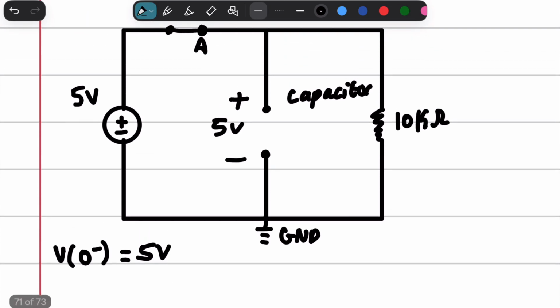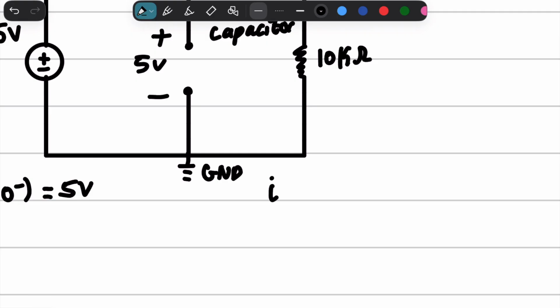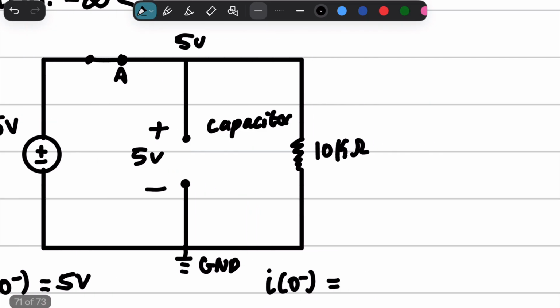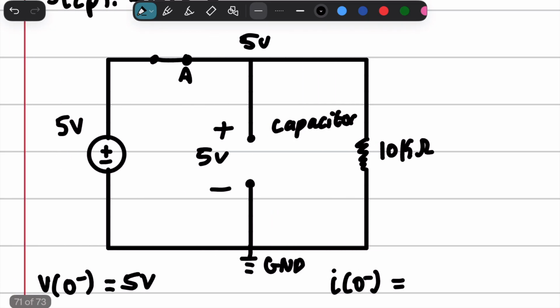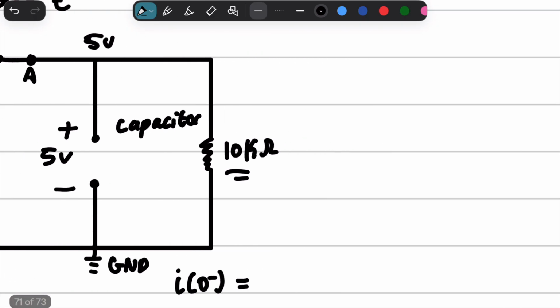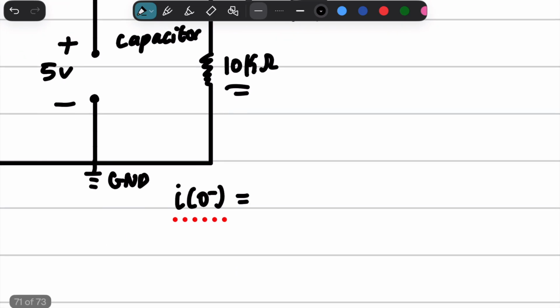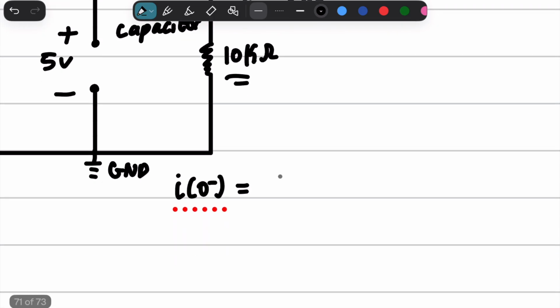Can we say anything about the current? Well, yeah, we can. What is the current looking like? All we have is a battery and a resistor in series, so we're just going to do Ohm's law, and we're going to have 5 volts over 10k ohms, and that is simply 0.5 milliamps.